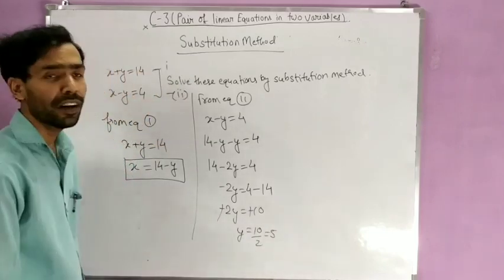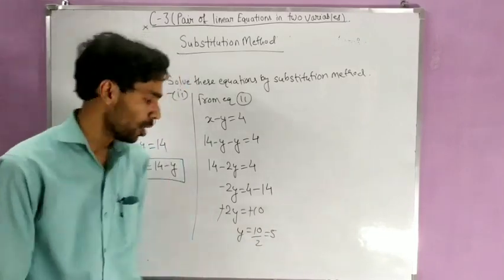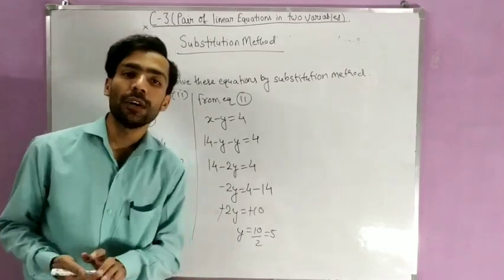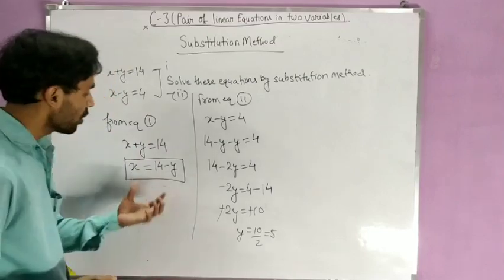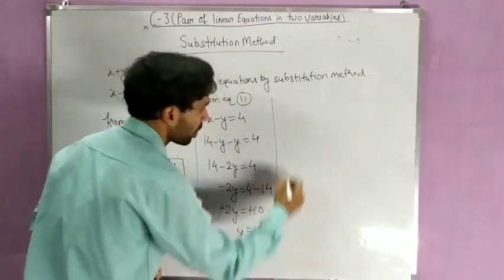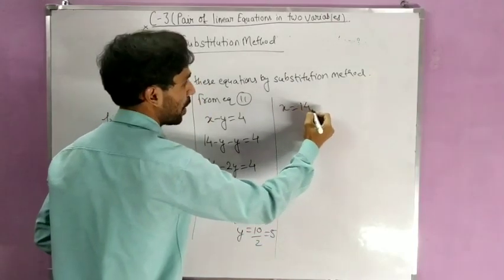5y equals 5. You got the value of y now. Now you have calculated the value of y, and you have to take out the value of x. So what was the value of x? The value of x was x equal to 14 minus y.